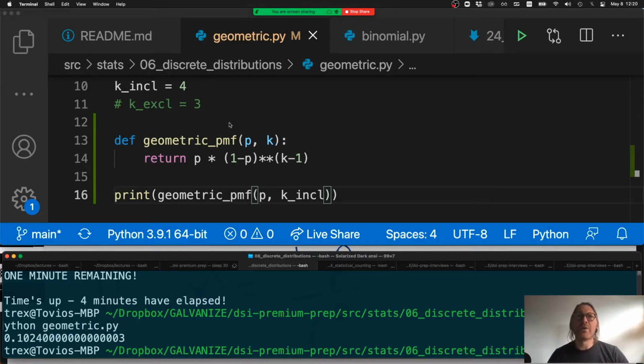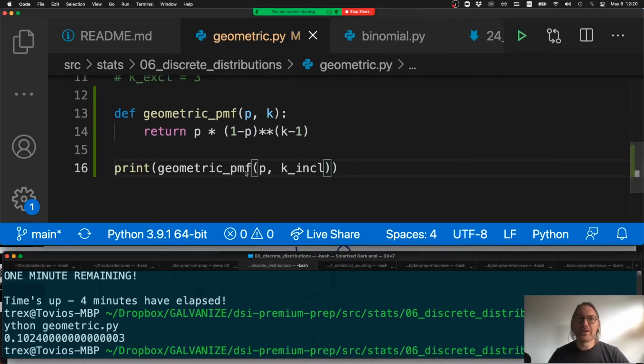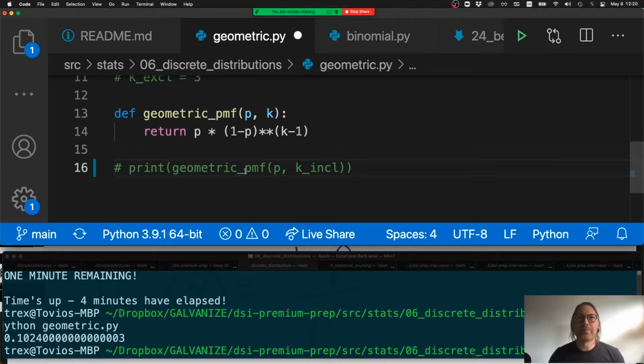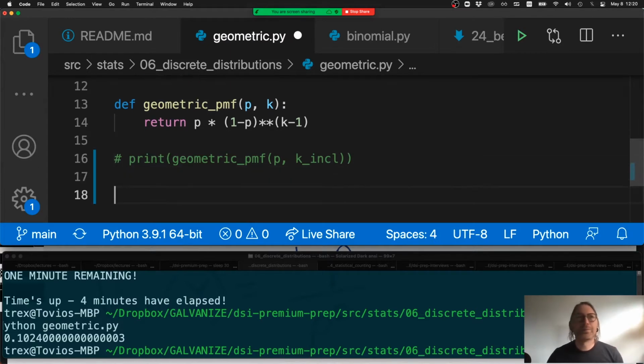So I'm going to do P and K here. I'm not going to do K and P in the binomial CDF, like I did with the binomial PMF. In fact, I should go back and repair that in my prior code. It's not wrong, but it can be confusing for people.